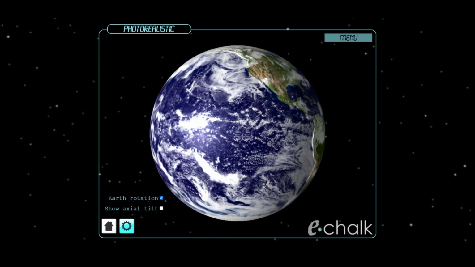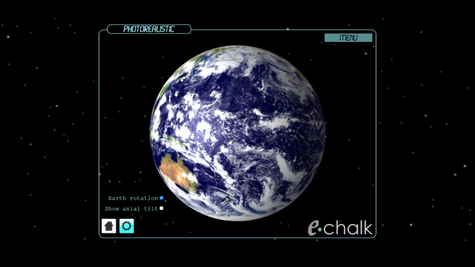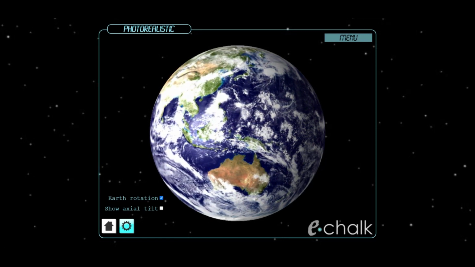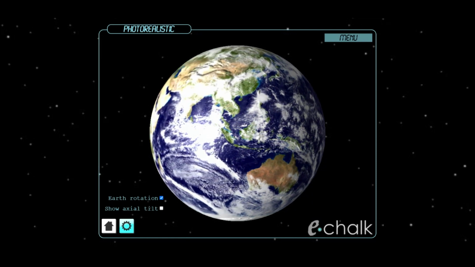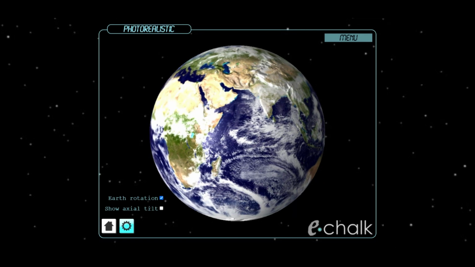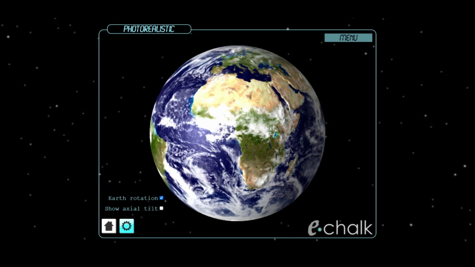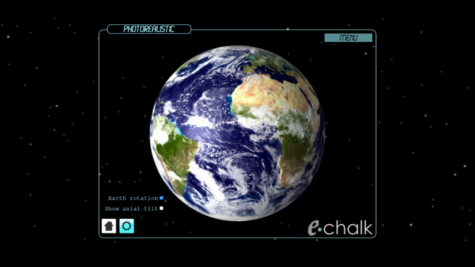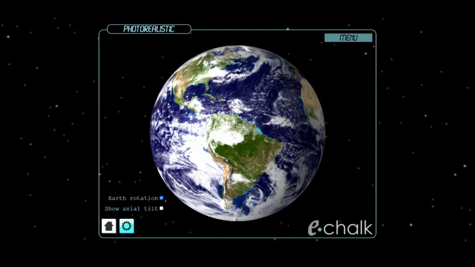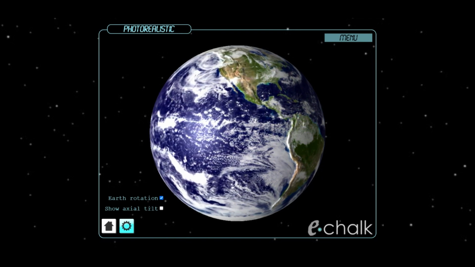Do you know, 0 degrees to 23 1/2 degrees north and south lines of latitude are called low latitudes. 23 1/2 degrees to 66 1/2 degrees north and south lines of latitude are called middle latitudes. 66 1/2 degrees to 90 degrees north and south lines of latitude are called high latitudes.